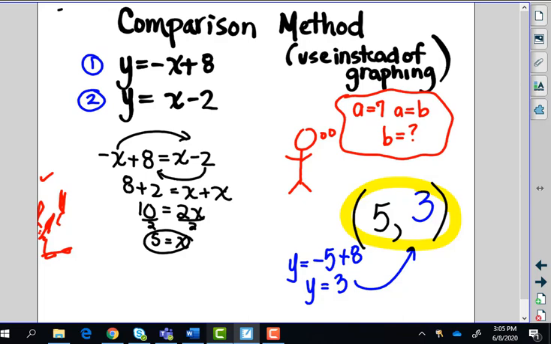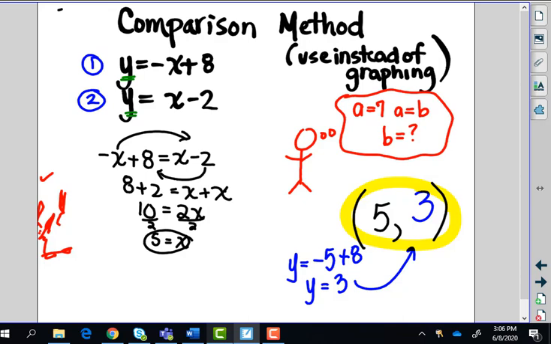It's called the comparison method. Now the comparison method is a special type of substitution method. It only works when you have two equations that are both y equals. So I got y equals this, y equals that.